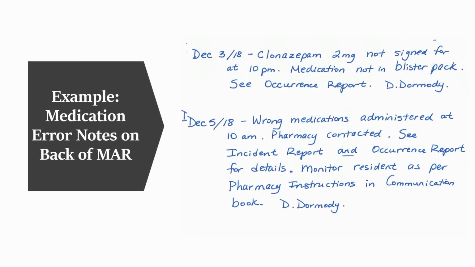Here is an example of how error notes are documented on the back of the MAR sheet. It is important to note that this documentation is factual and concise information, and reference is made to where additional information can be found.